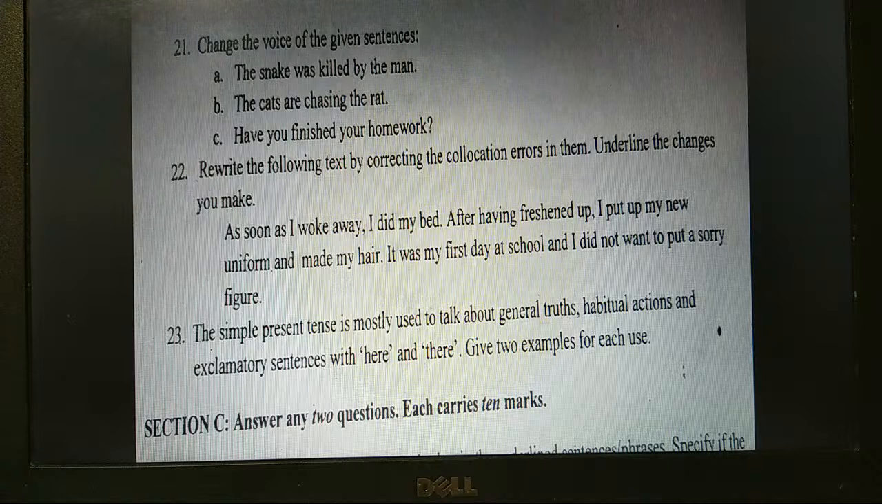I'm in fact discussing the questions for my students. They are having their examination day after tomorrow. So I'm just discussing the questions to help them do well in their examination.